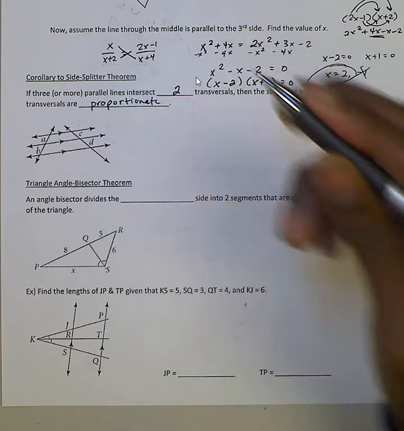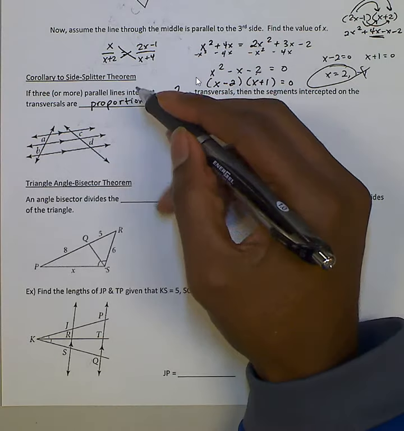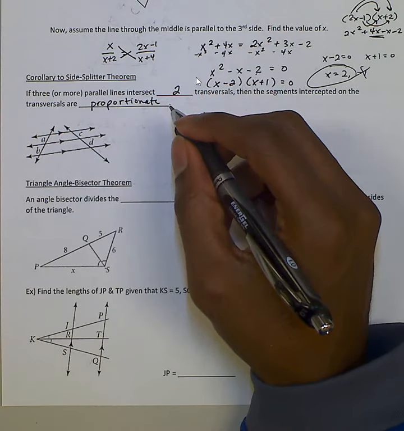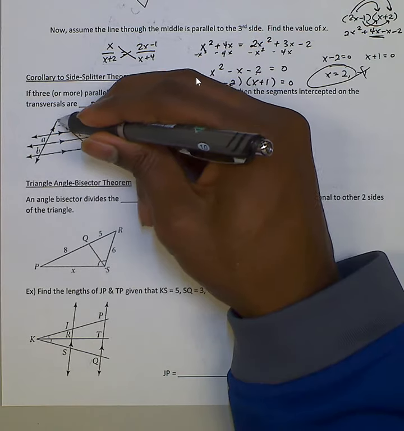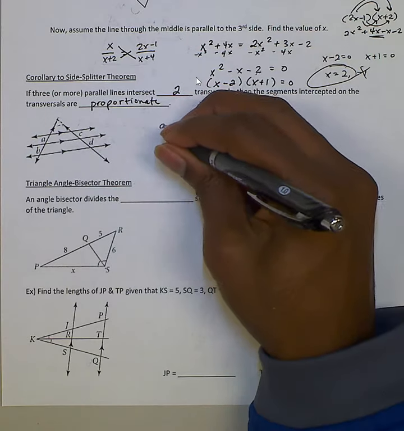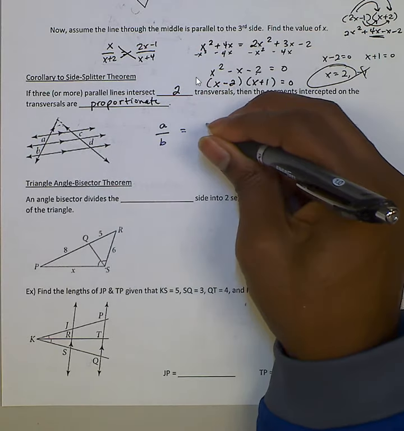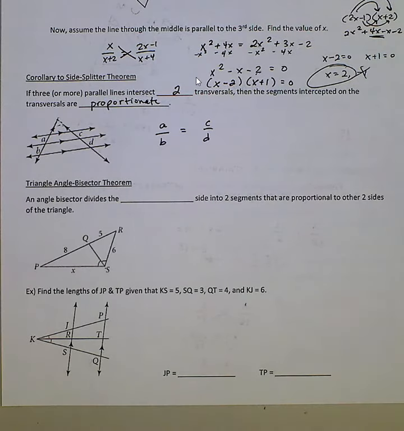Let's say that. So essentially, this is the side splitter theorem without it being a triangle. You can even imagine it continuing all the way up until it's a triangle, but essentially you have a proportion that A over B should be the same as C over D.